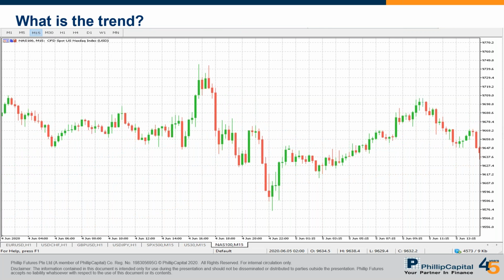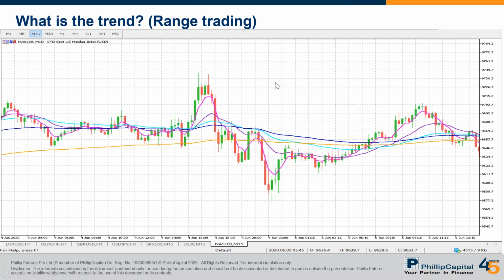Another example, probably the last one. If you see something like this, same thing, we can't tell where the trend is. Now if I add in the lines, you see that this is a bit difficult to interpret, because we don't see any sequence. We don't see a very nice sequence. The moving averages are pretty mixed, jumbled up and down.